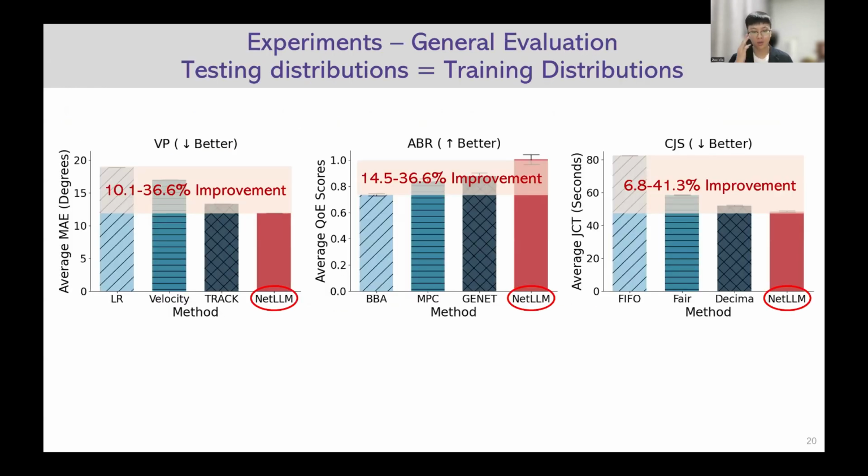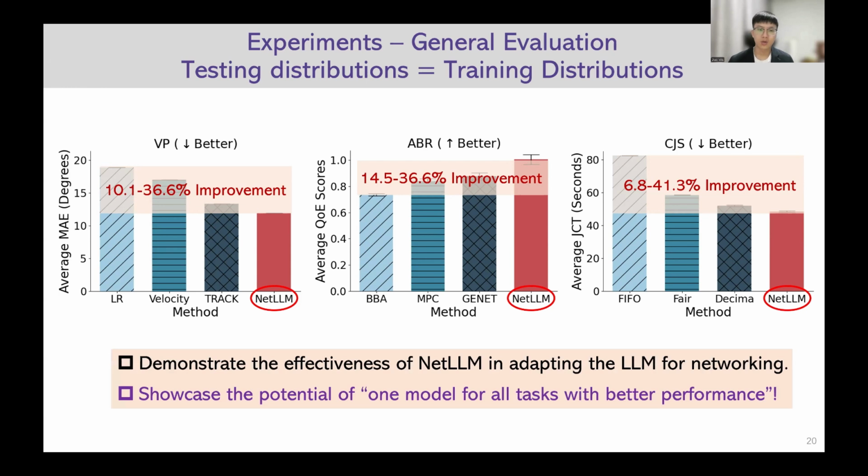In the first part of our experiment, we test the performance of each method when the testing distributions are the same as training distributions. And we can see that the NetLLM-adapted Llama 2 significantly outperforms all baselines across all tasks. This demonstrates the effectiveness of our framework in adapting the LLM for networking. And it also showcases the promising potential of using a single LLM to achieve one model for all tasks with even better performance in networking.